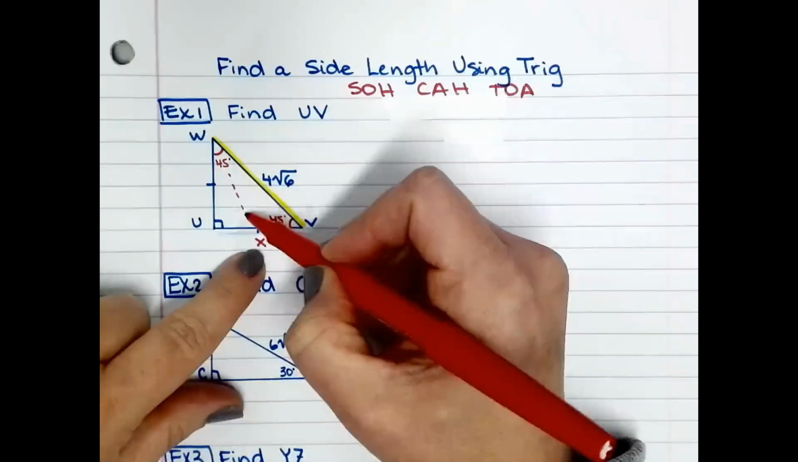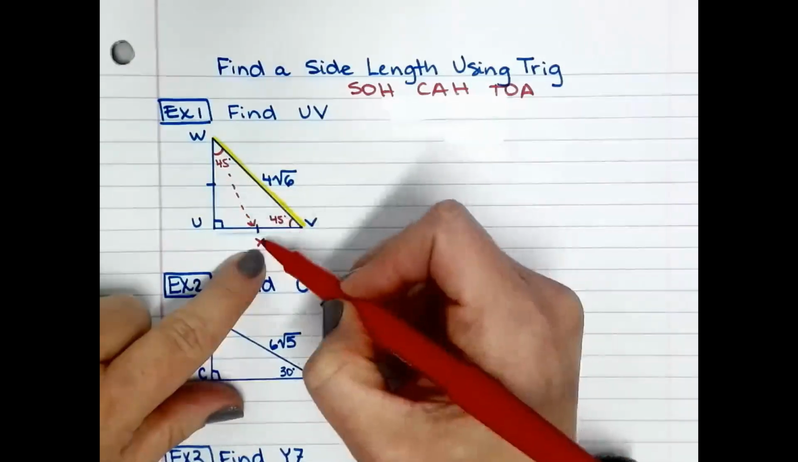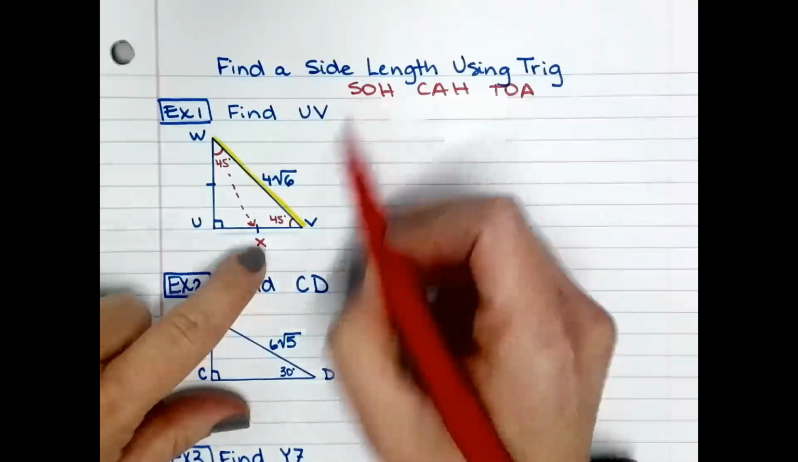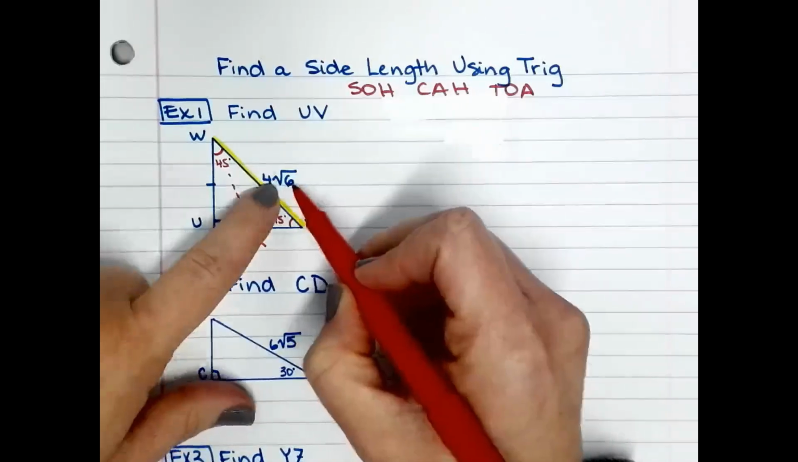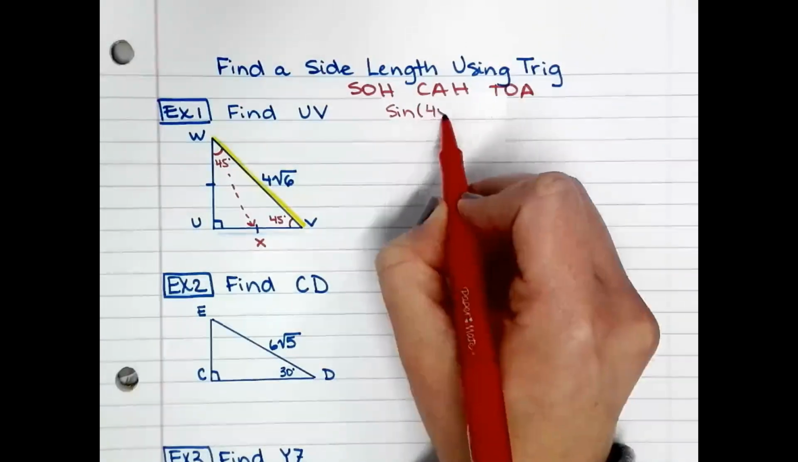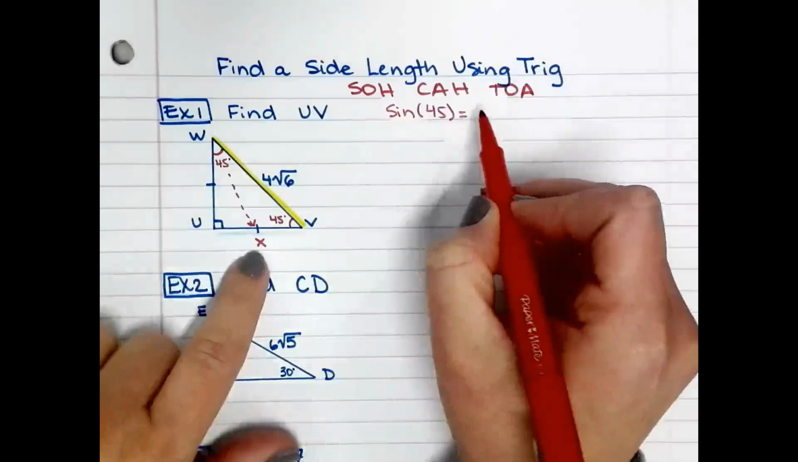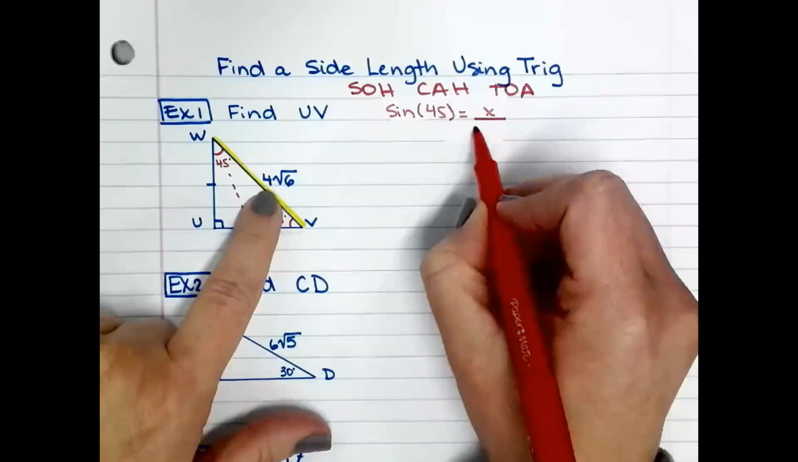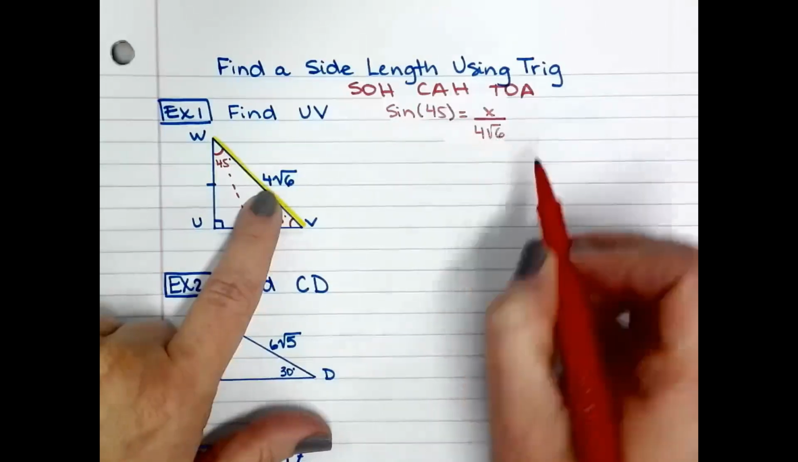So that's opposite to 45. If I choose to go with sine, I can do opposite over hypotenuse. So that's what we're going to do. Let's do sine of 45 degrees equals opposite, so x over hypotenuse, which is 4 square root of 6.